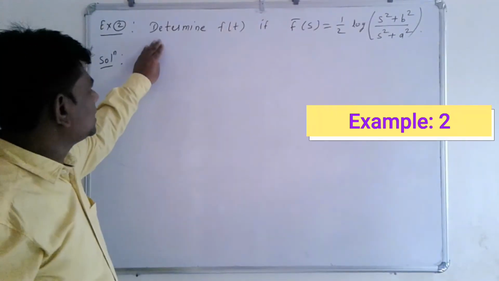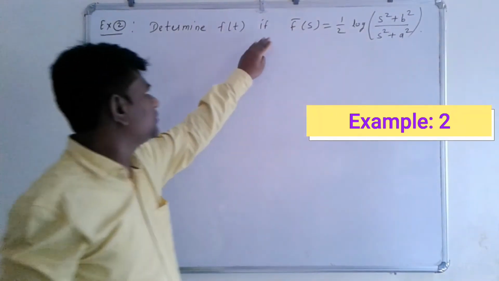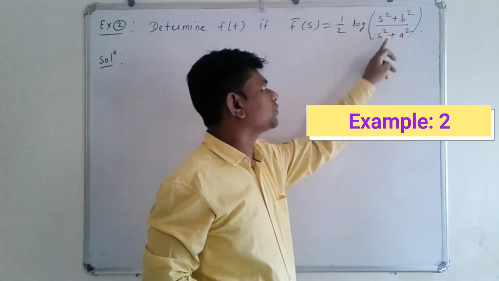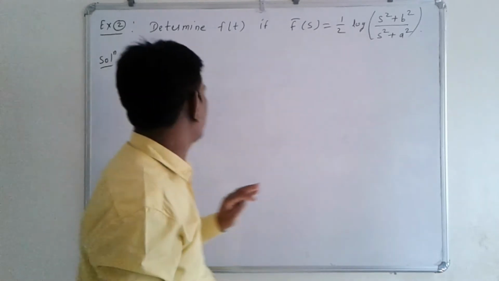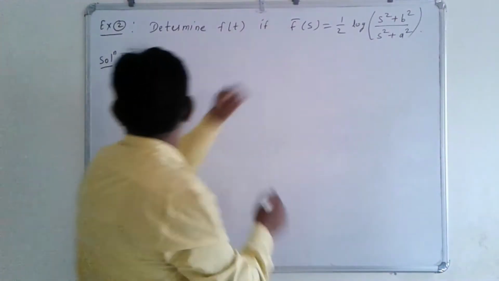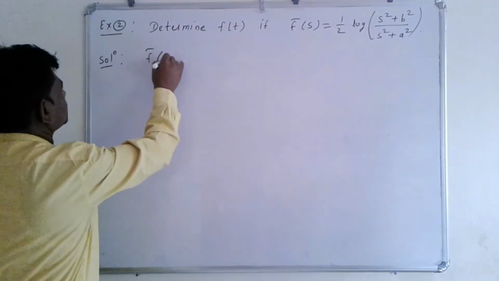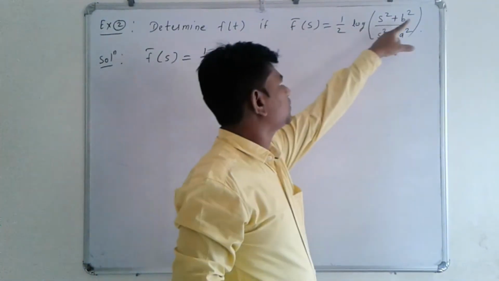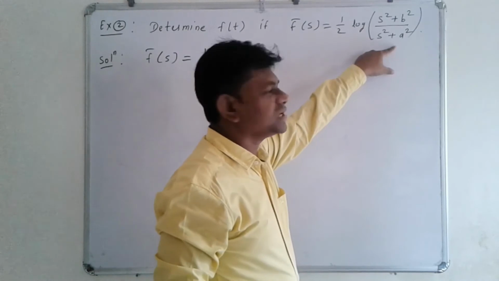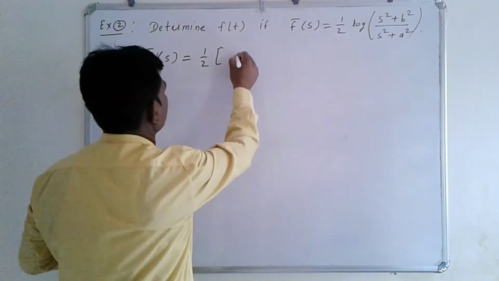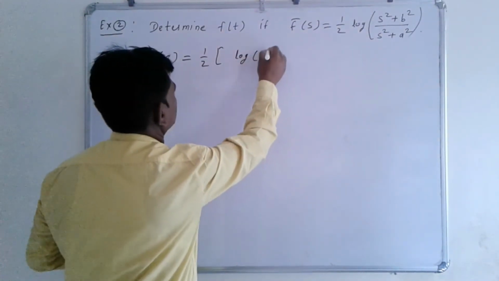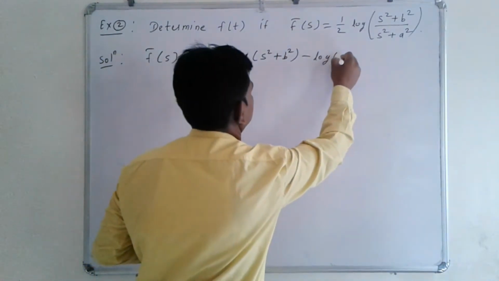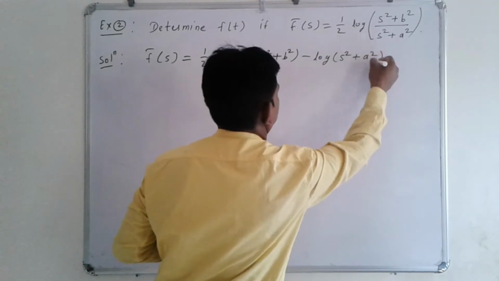Now second example, determine f of t if f bar s is equal to half times log of s square plus b square upon s square plus a square. Now here f bar s is equal to half log of s square plus b square upon s square plus a square. The answer is log of s square plus b square minus log of s square plus a square.